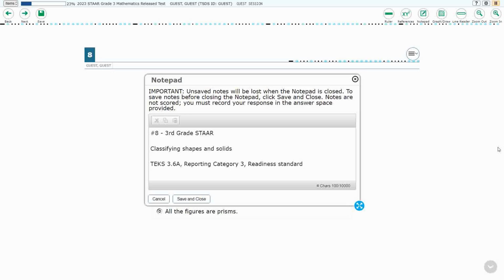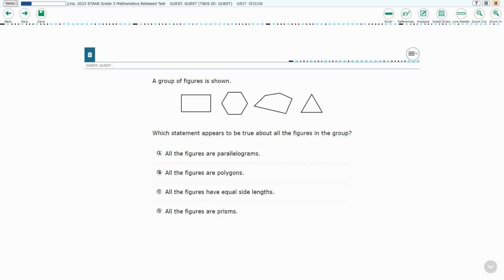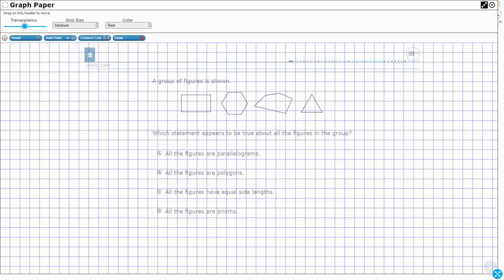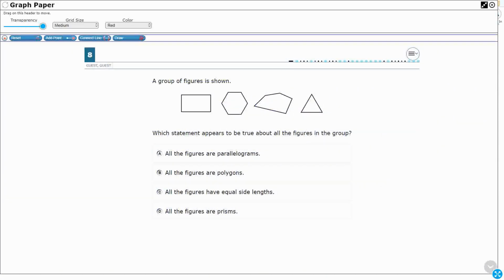For number 8, we are classifying shapes and solids. This is TEKS 3.6a, a write-in standard, in reporting category 3. So we have a group of figures. We need to find the statement that is true about all figures. Lots of vocabulary here. So what do we know about these terms?